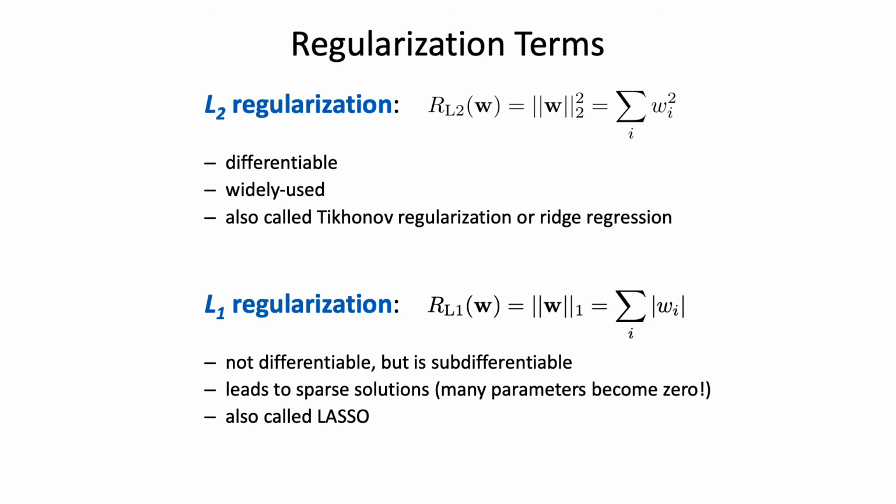Two common choices of regularization functions are shown here. L2 regularization corresponds to using the sum of squared parameter values, and L1 uses the sum of absolute values of parameters. They both help to avoid overfitting by penalizing large parameter values. L2 is smooth and more widely used. L1 is not smooth but is continuous and convex, so it's subdifferentiable, and it also tends to lead to sparse solutions, in which many parameters in the learned model become 0, which can be helpful for reducing model size and increasing interpretability.